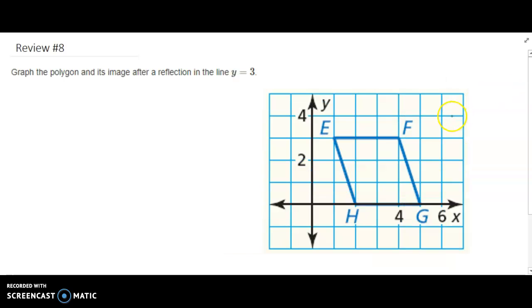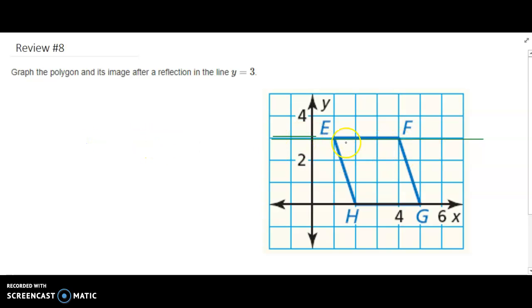Now the same thing goes on this one, but here we're reflecting it over the line y equals 3. So the line y equals 3 is right here. Okay, so that's the line y equals 3.